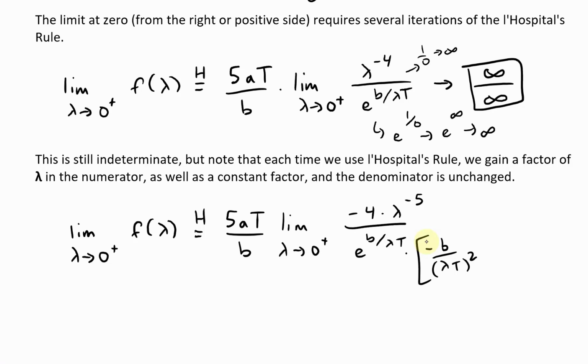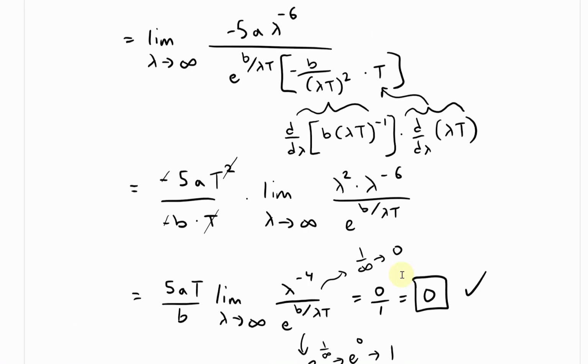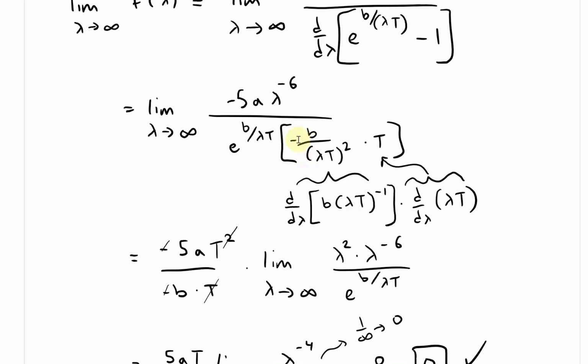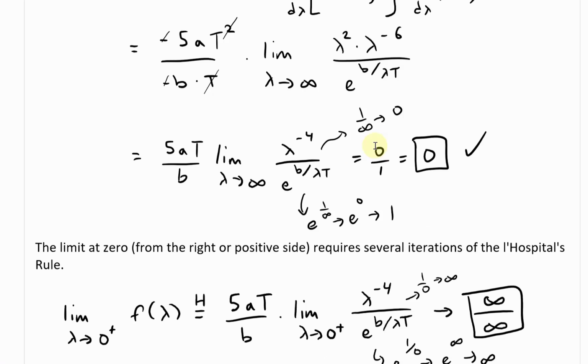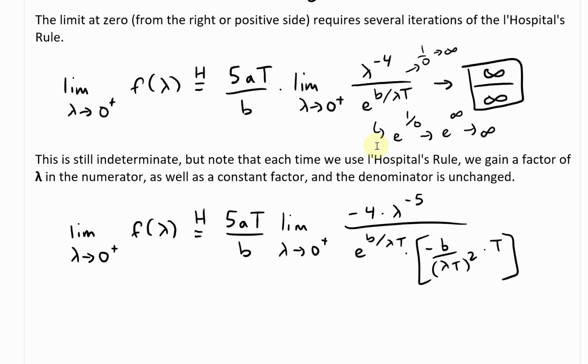And then times, again by the chain rule inside, this is going to be t. This will be exactly the same thing over here. So this is going to be negative b divided by lambda t squared, and then times t, because this denominator is the same thing, so we're going to get the exact same one each time. That's exactly what we have here.